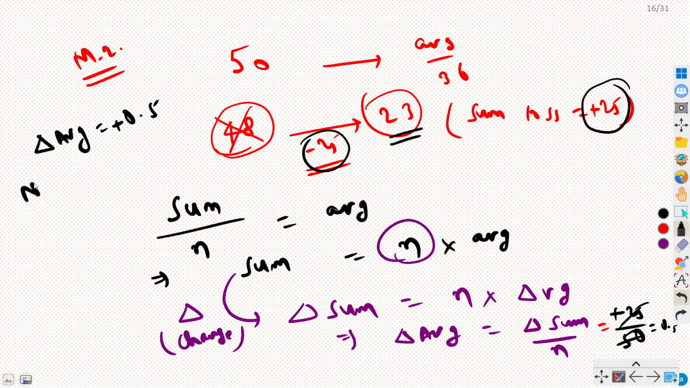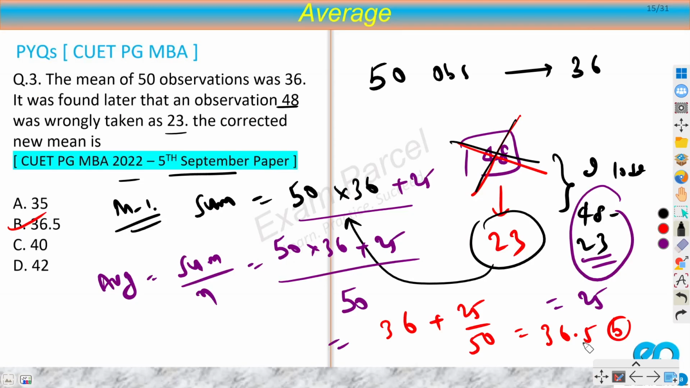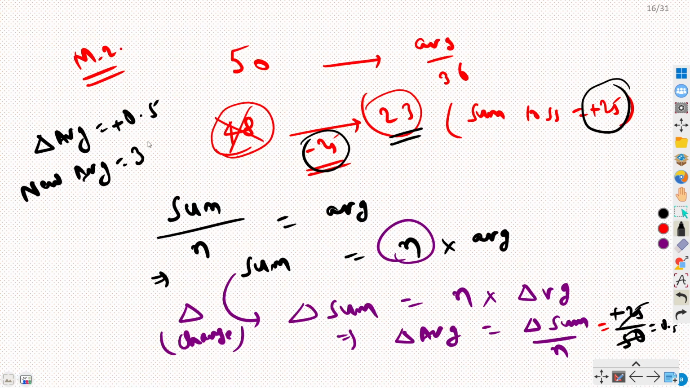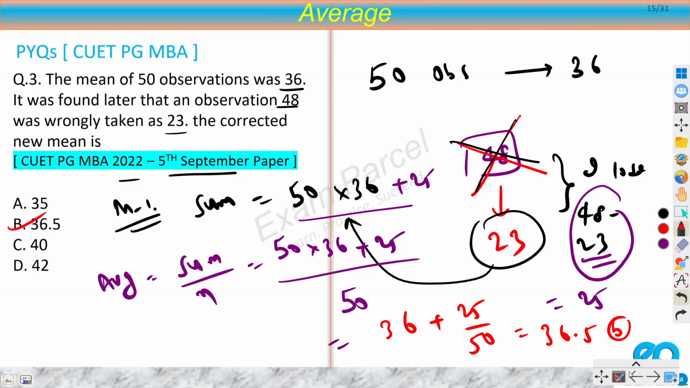So what is the new average? New average would be old average plus delta average, right? So old average is 36. So it means that 36 plus 0.5, we will get 36.5. So this is the actual average that should have been there. So the correct new mean or average is 36.5.